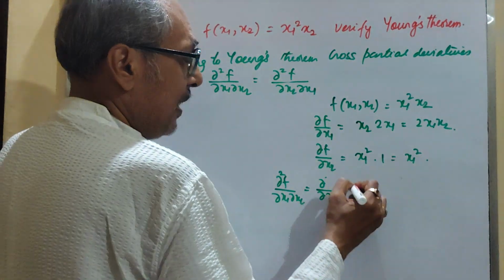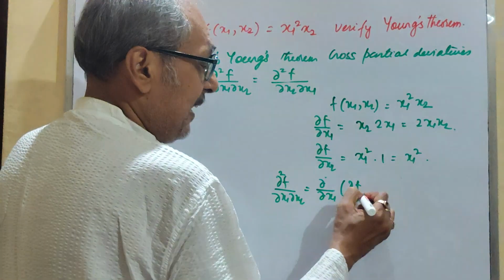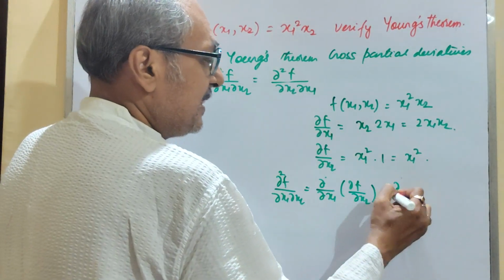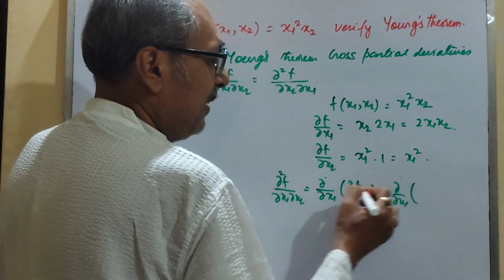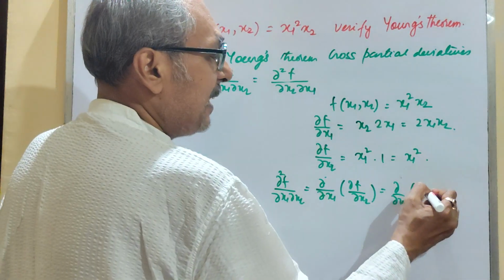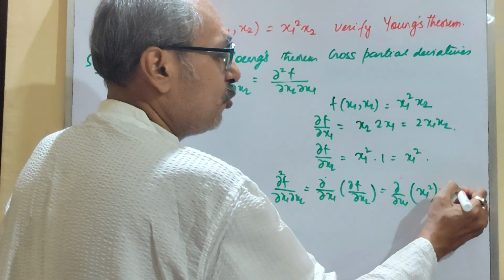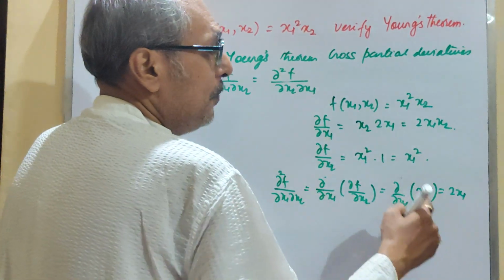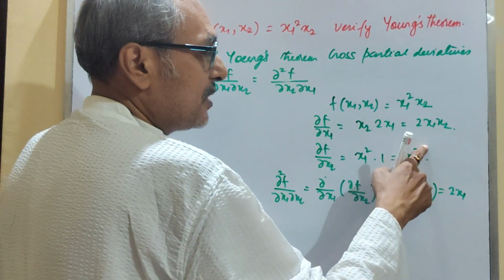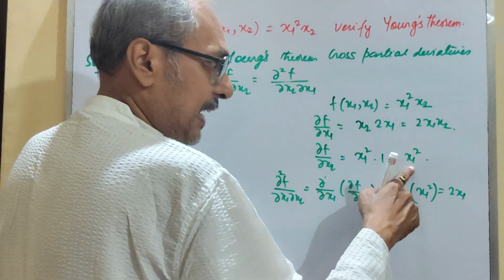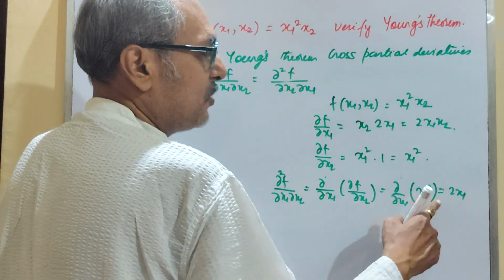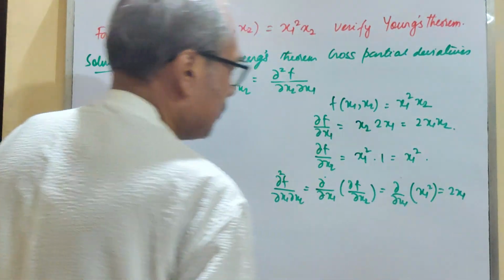Now del 2f by del x1 x2, this is del of del x1 of del f by del x2, that is x1 squared. If we differentiate x1 squared with respect to x1, it becomes 2x1.